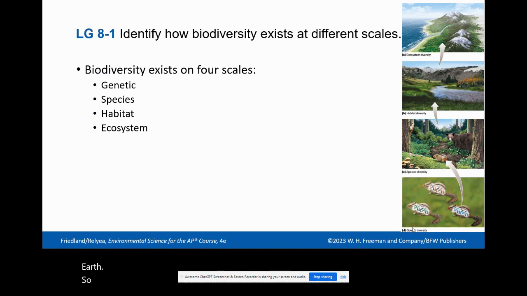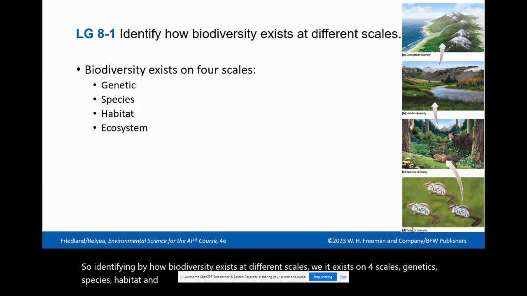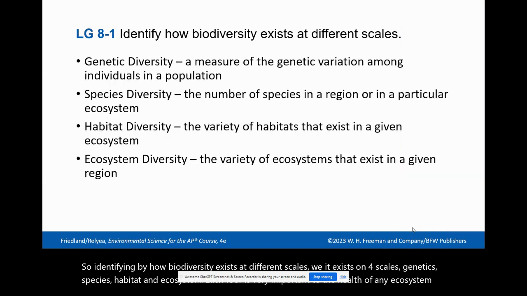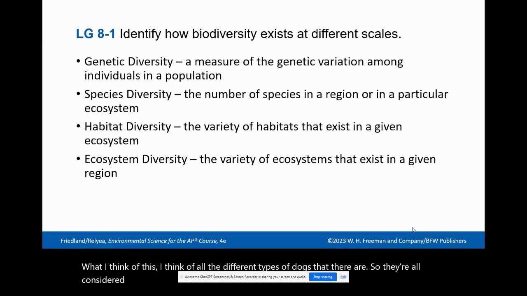So, identifying how biodiversity exists at different scales, it exists on 4 scales: genetics, species, habitat, and ecosystem. Each 4 is very important to the health of any ecosystem. So, genetic diversity is a measure of the genetic variation among individuals in a population. When I think of this, I think of all the different types of dogs that there are. They're all considered dogs, but you have everything from Chihuahuas to Pit Bulls to St. Bernards, and how genetically different they are, even though they're the same species.